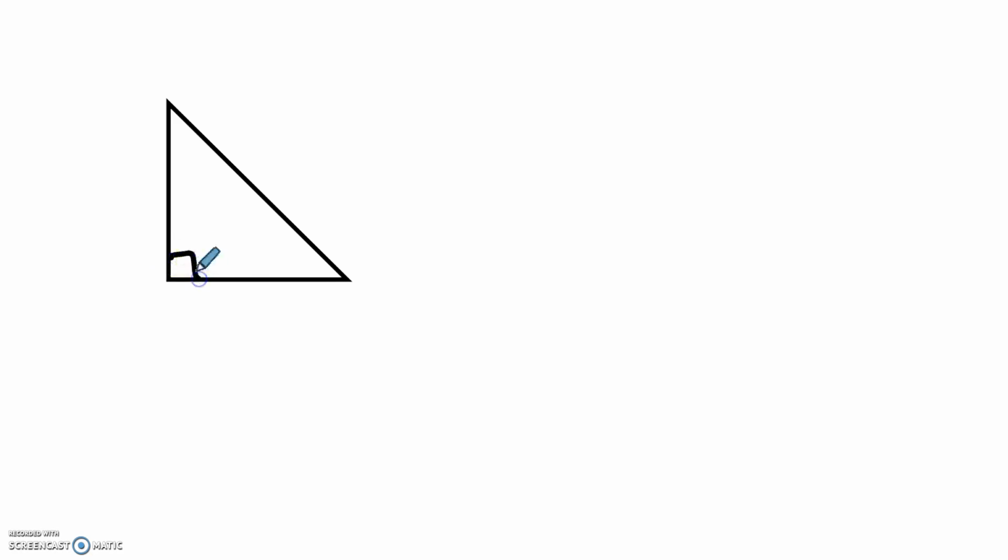Let's take another right triangle. We're going to call this adjacent. This is opposite, which means that our angle is this one here. And I'm going to give that angle a value. Let's say the angle is 37 degrees, and the hypotenuse is 6.4. How would we find opposite and adjacent?